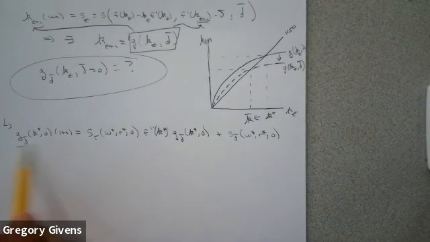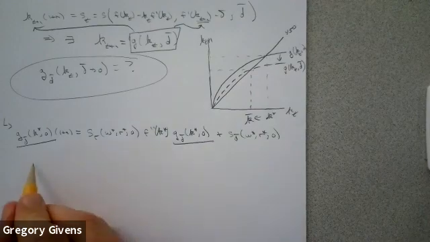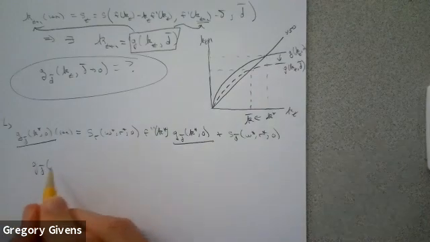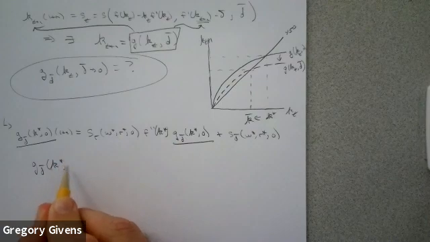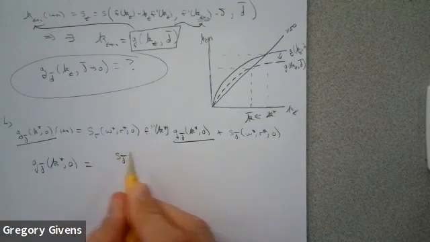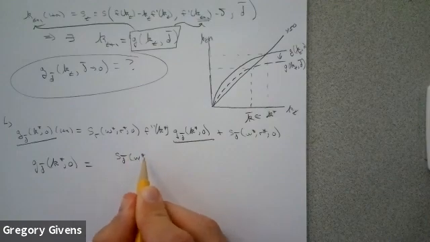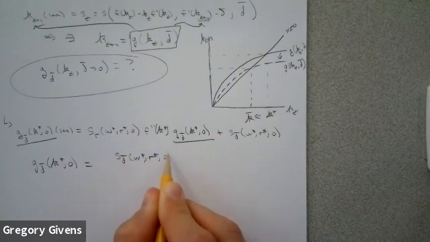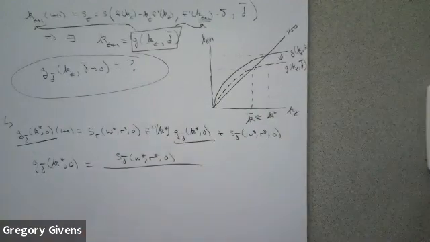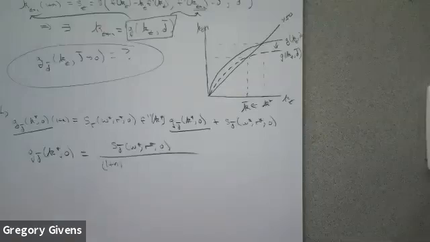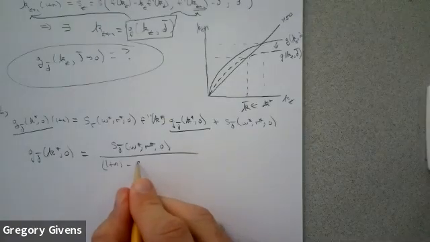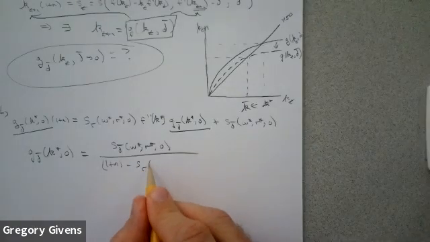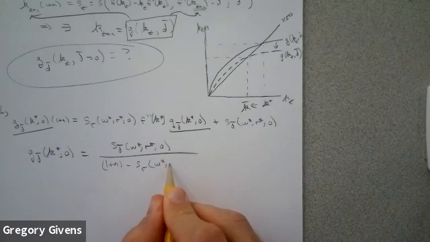Now, if I solve this equation for G sub d, what do I get? I get S sub d divided by 1 plus n minus S sub r, w star, r star, 0.